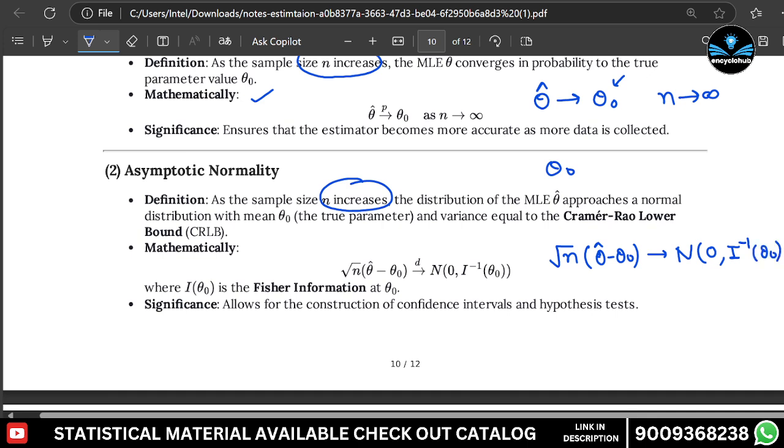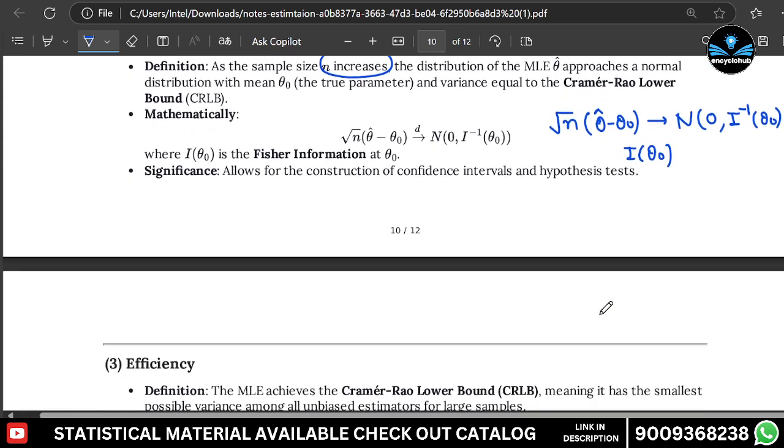Here I theta 0 is the Fisher information, and its reciprocal is called the Cramer-Rao lower bound. This allows for the construction of confidence intervals and hypothesis tests.